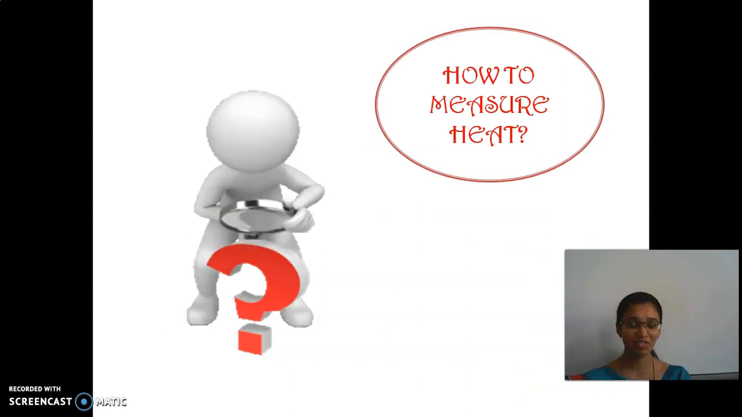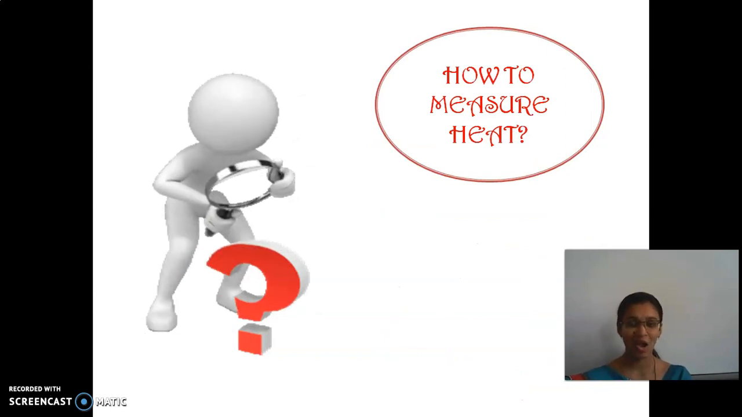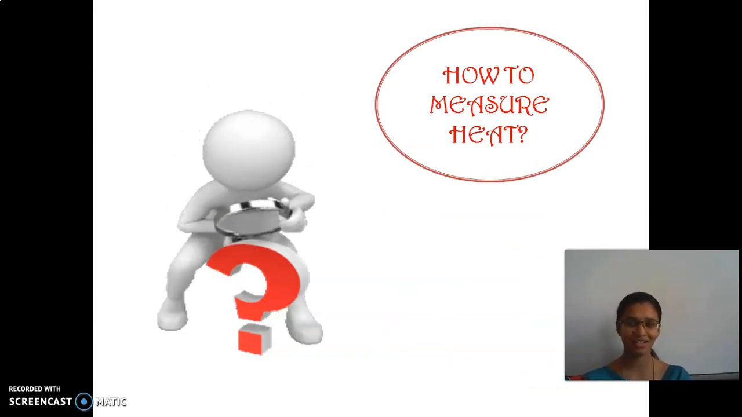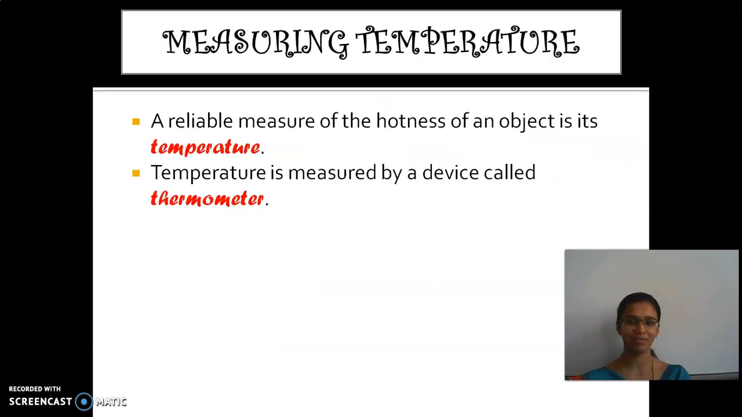So what is the unit used for measuring heat? How is the heat produced measured? We measure it with the help of what we call temperature. The hotness of an object is measured by a quantity called temperature. What is your normal body temperature? Yes, 35 to 37 degrees Celsius.